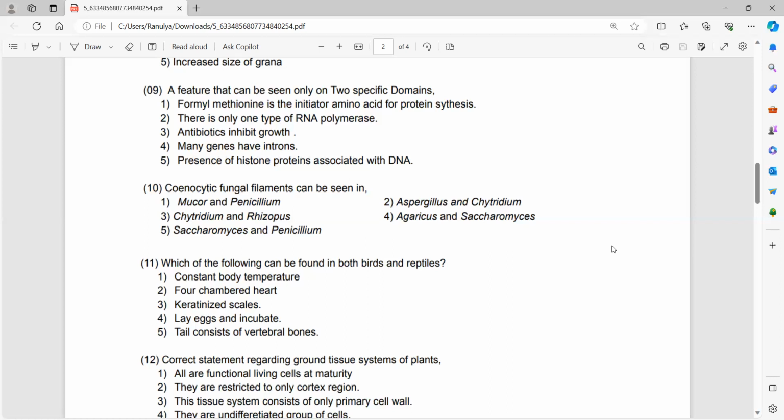Question number 11. Which of the following can be found in both birds and reptiles? Constant body temperature? No, it's not found in reptiles. Four-chambered heart? Not in reptiles. Keratinized scales, it's common. Lay eggs and incubate? No, it's not. Incubate? No. Tail consists of vertebral bones. Yes. So we can take the third answer and the fifth answer.